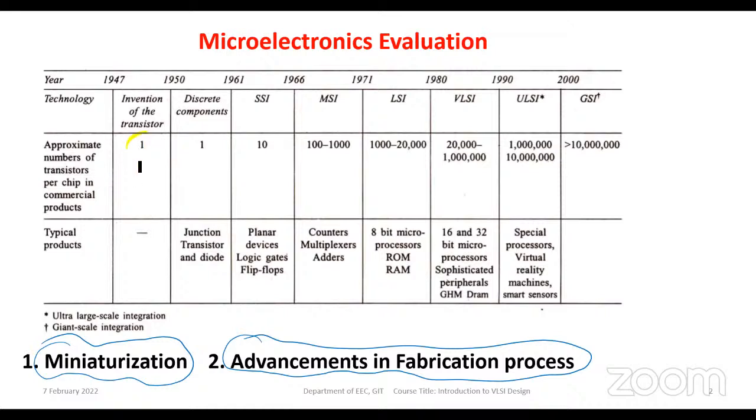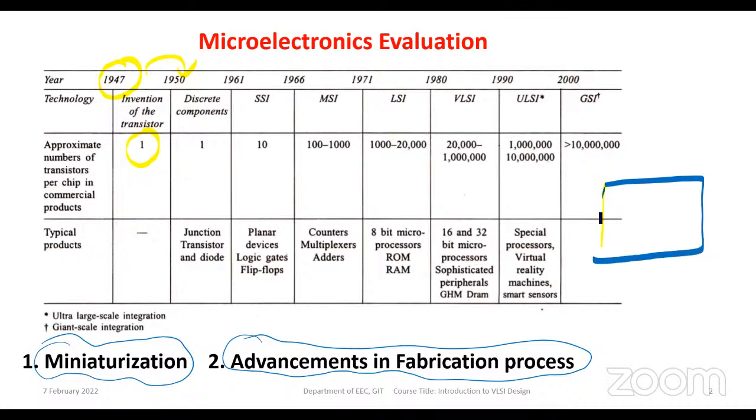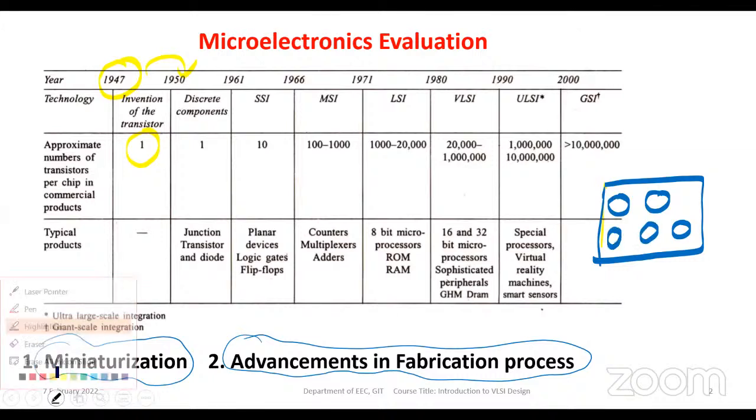Let us start with a simple transistor, a single transistor, which was invented in 1947. In the initial days this was treated as a discrete type of component, which means whenever we want to design a particular circuit, we have to individually place all the components and make the necessary connections between them. That's what we normally do. This kind of approach is called discrete component representation.